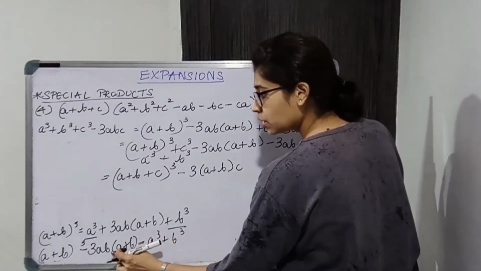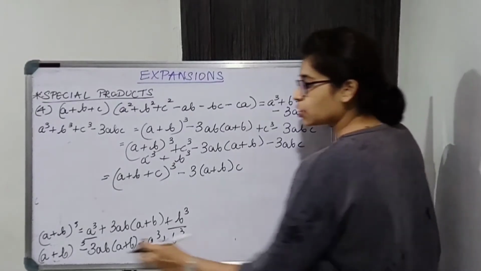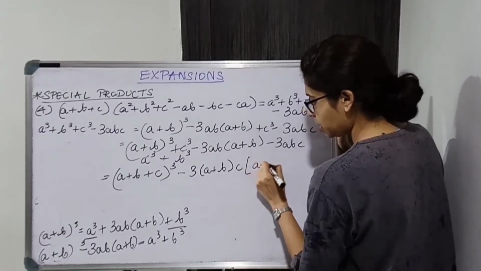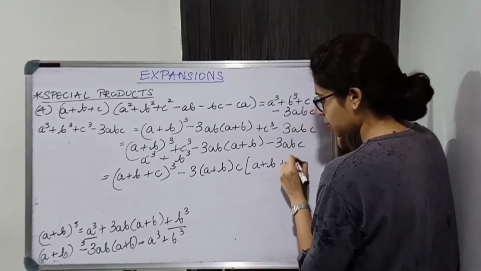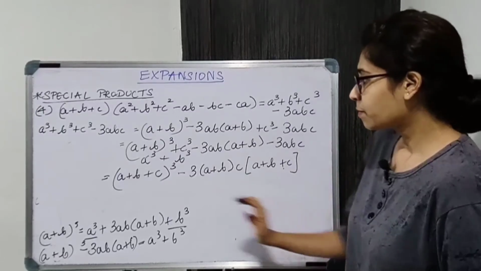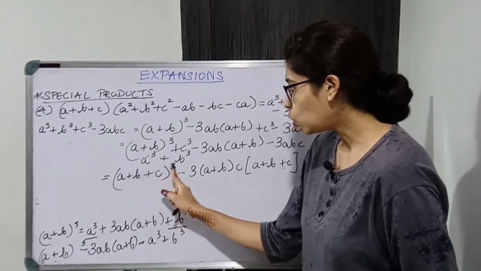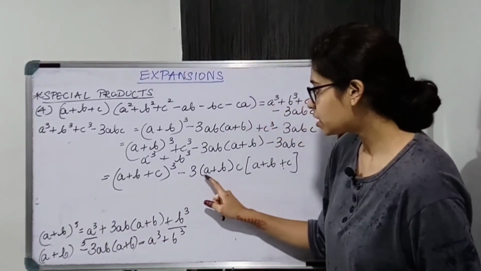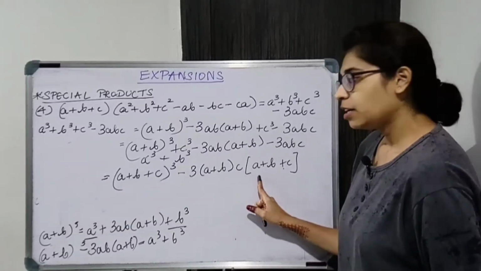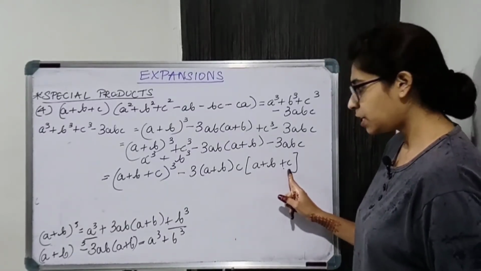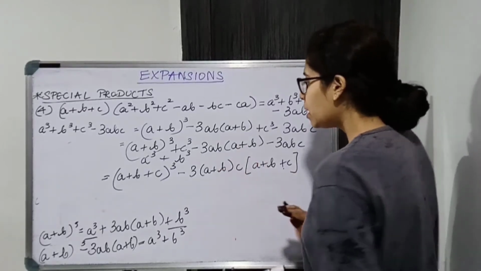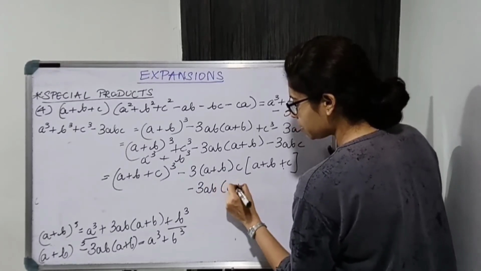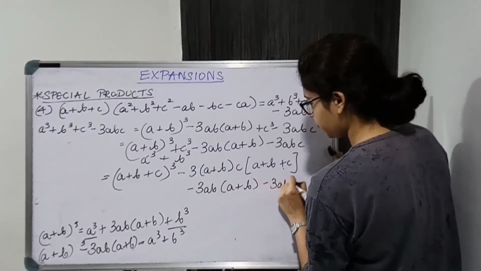Into a plus b. So 3ab into a plus b, where a is a plus b and b is c. So we have a plus b plus c the whole cube. A plus b the whole cube minus 3ab, so minus 3 into a into b into a plus b. A is this, b is this. Now we have these two terms also: minus 3ab into a plus b minus 3abc.